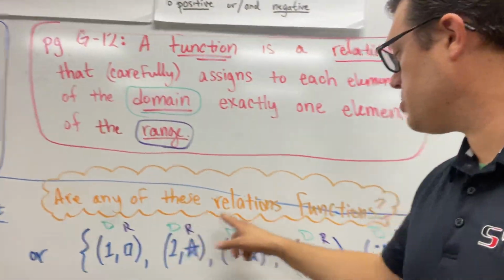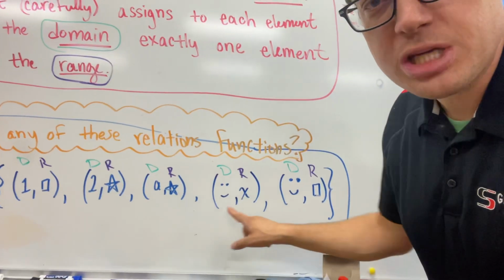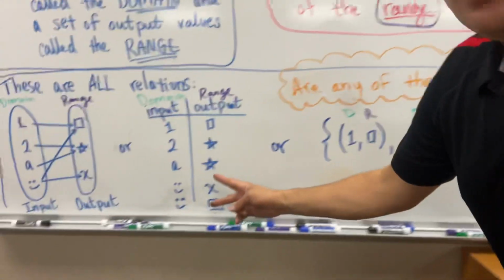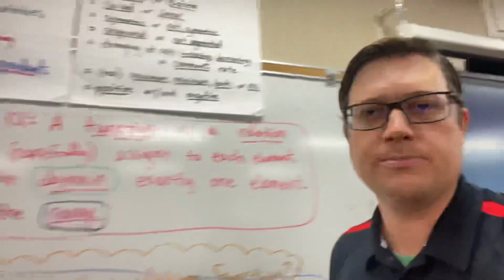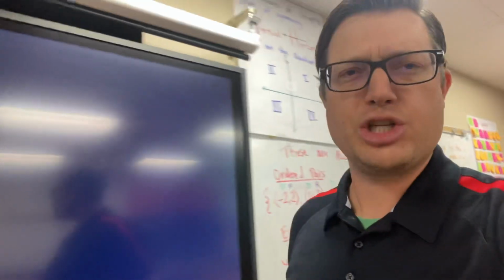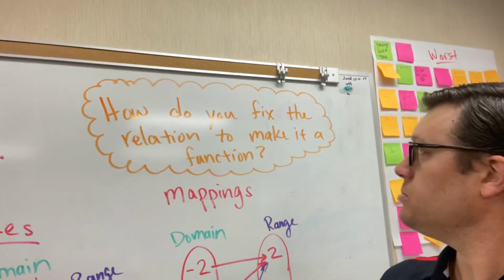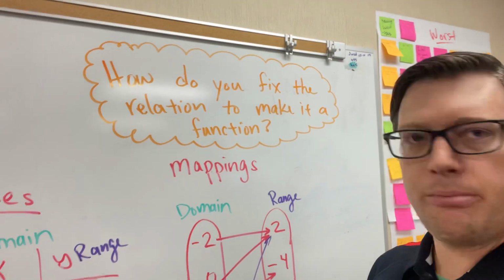So are any of these relations functions? There are 2 smiley faces. They go to different X and square outputs. No, none of them are functions. So I guess my follow-up question is, you get 2. How do you fix them? How do you fix the relation to make it a function?